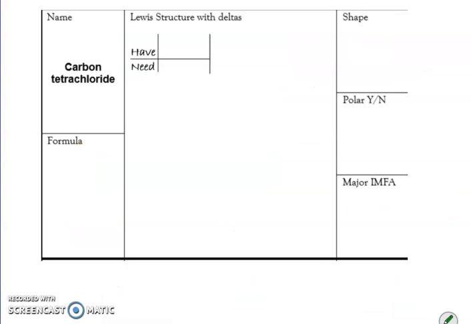Carbon tetrachloride. This uses our molecular nomenclature. Carbon, meaning there's only one carbon, all right? Tetrachloride means there are 4 of the chlorides. So we're going to carbon tetrachloride. So CCl4 is our formula. We're going to do our have-needs analysis. So we're going to have a carbon, and then we're going to have 4 chlorines. 1, 2, 3, 4. 4 chlorines, okay?